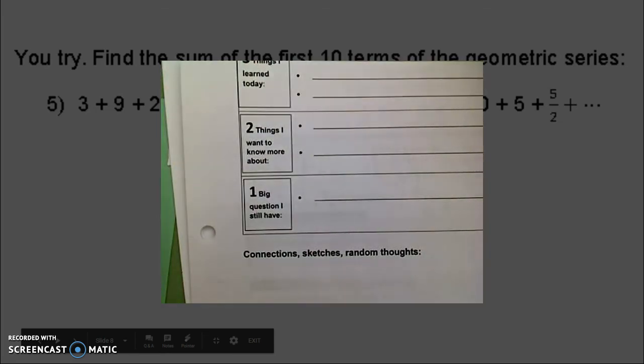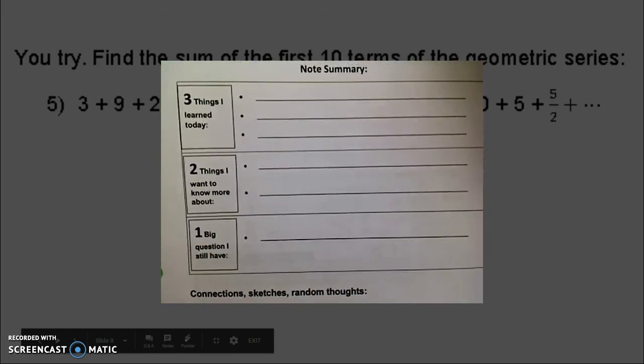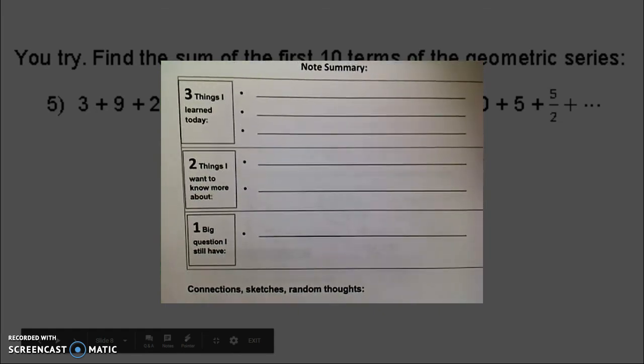Be sure to take some time to summarize your learning for today. 3 things that you learned today, 2 things you want to know more about, and 1 big question that you still have.